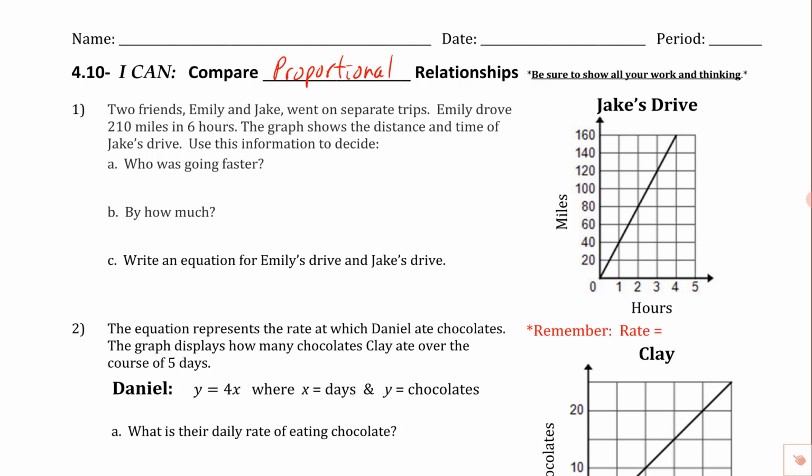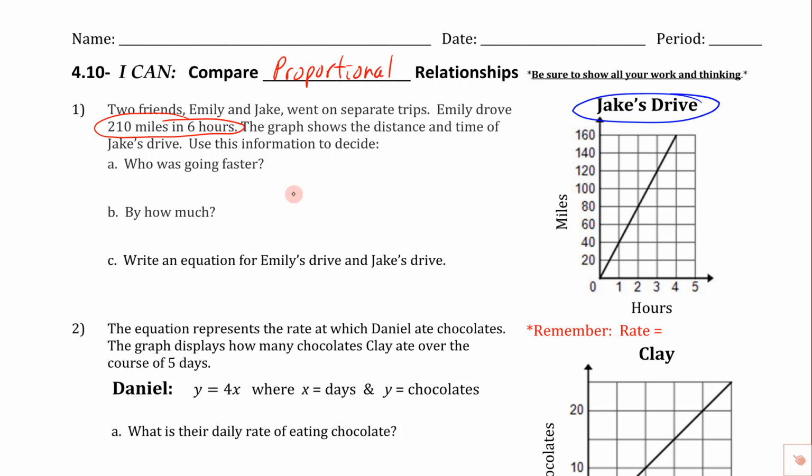So let's take a look at this example right here. It says on number 1, two friends, Emily and Jake, went on separate trips. Emily drove 210 miles in 6 hours. The graph shows the distance and the time of Jake's drive. So I'm going to circle this information. This is Emily, and I'm going to circle this. This is Jake's drive. So this is the information we have about Emily's drive, and this is the information we have about Jake's drive. And then the question here is, who's going faster? Well, when they talk about who's going faster, they're talking about a rate.